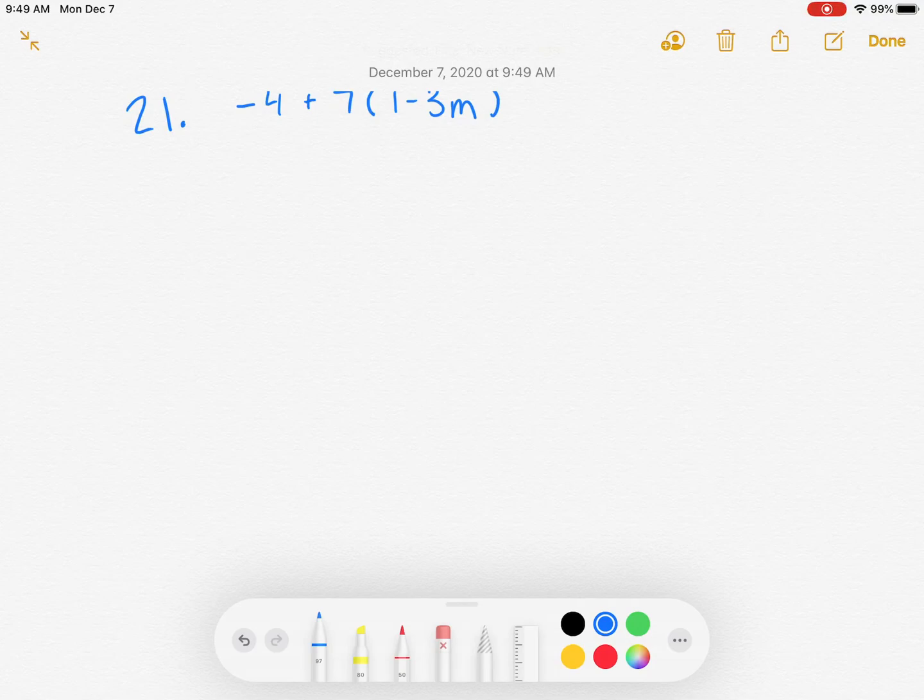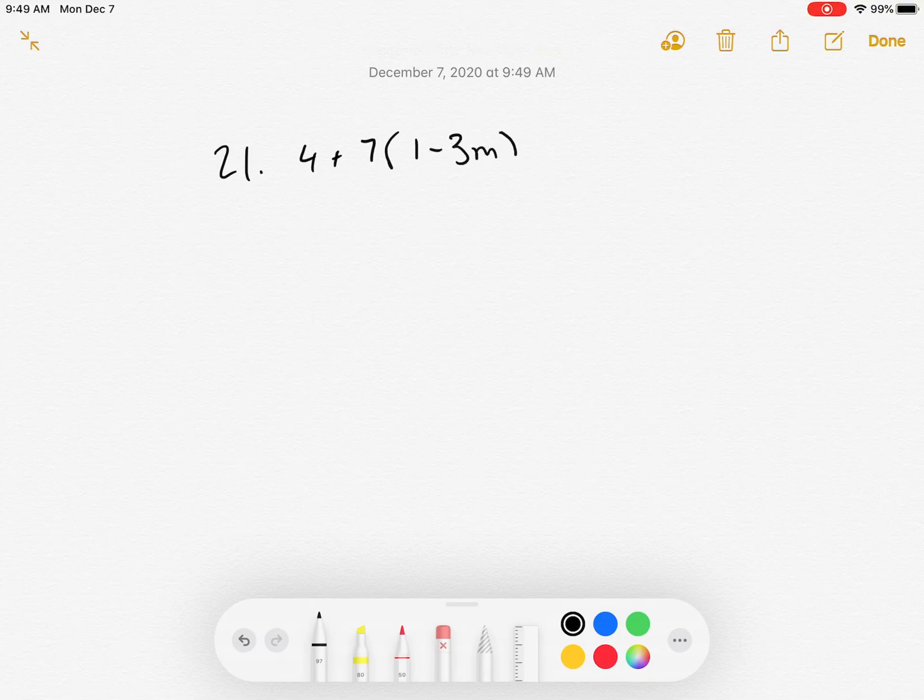So we have -4 plus 7 parentheses 1 minus 3m. They got cut off a little bit at the top. Let's try that again. Write it down a little bit further. All right. So anyway, like I was saying, 21 is -4 plus 7 times 1 minus 3m.